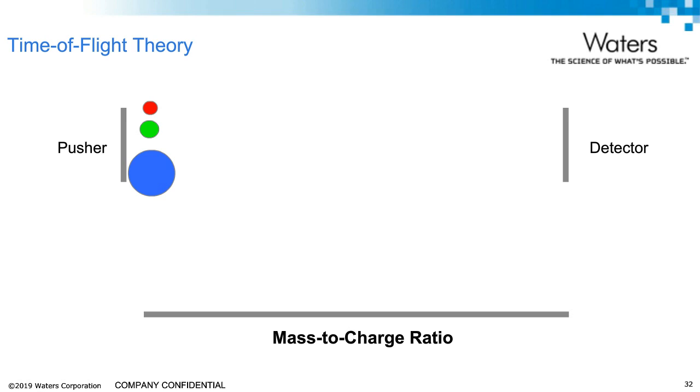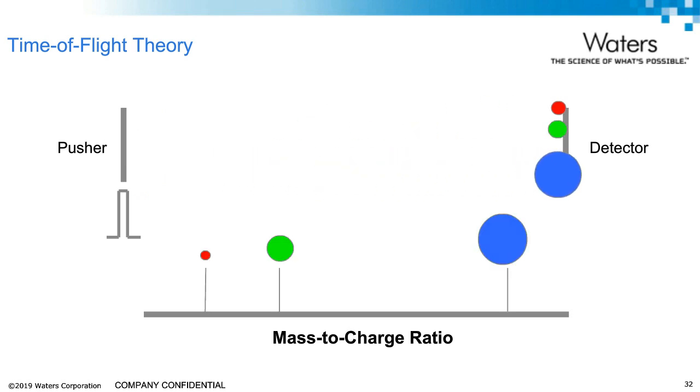They then separate as a function of their mass to charge, meaning that the lightest species in red arrives at the detector first, followed by the green and then the blue. As they hit the detector, their time of flight is recorded. That time of flight is proportional to the ion's mass to charge ratio. The mass to charge ratio is calculated by the data system and used to generate the observed mass spectrum.